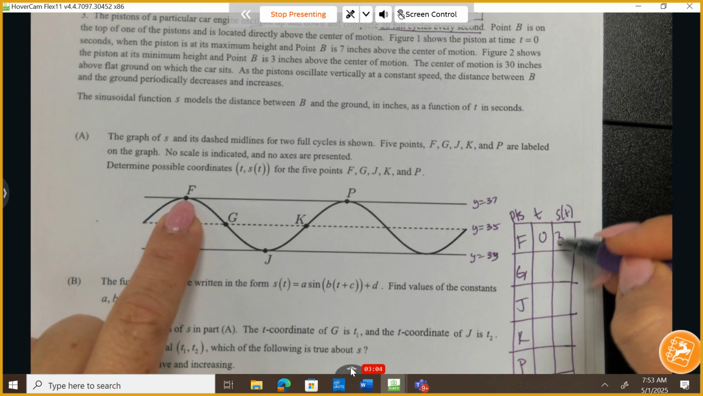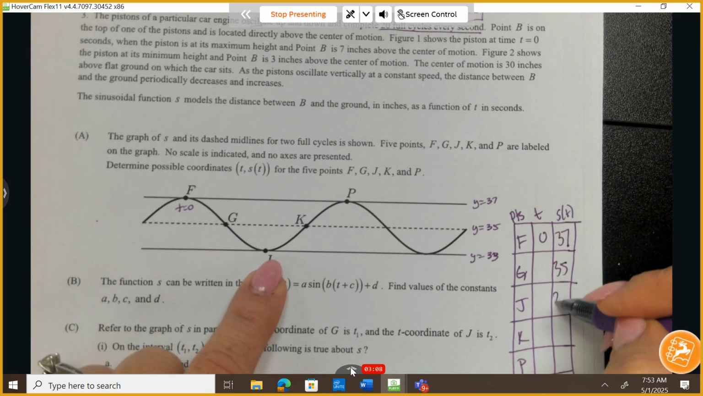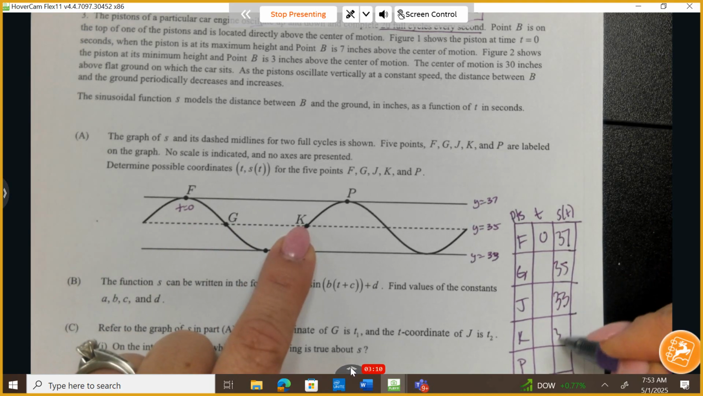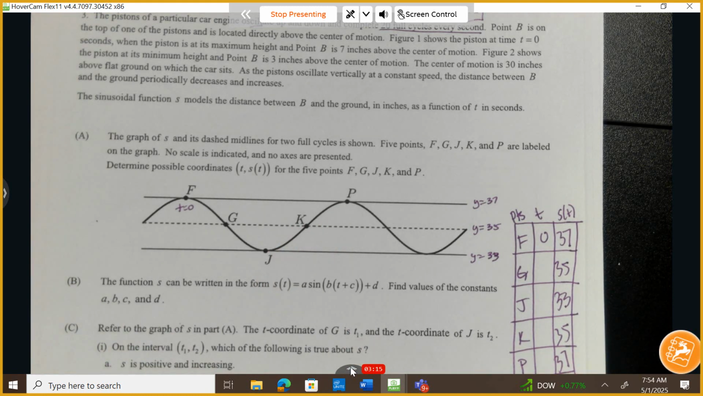So this is a height of 37. At G, you're at 35. Then you go down to a minimum of 33. Back up to the midline of 35. And back up to the height of 37. Can I have right now a thumbs up or thumbs down if that's making sense?